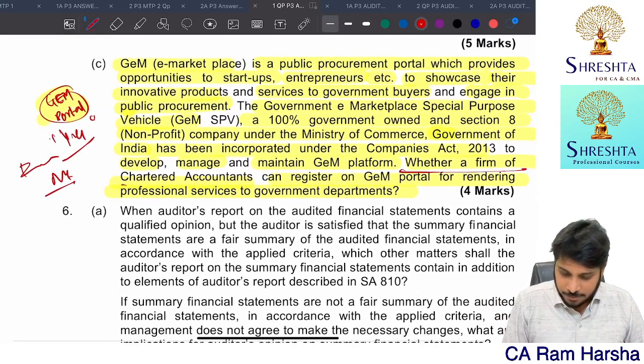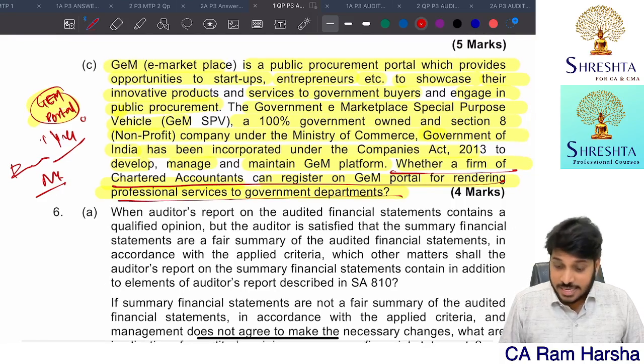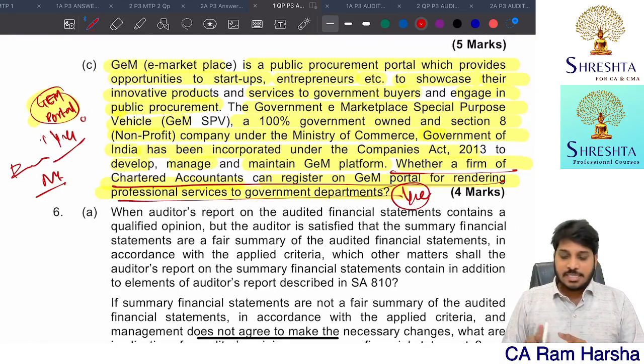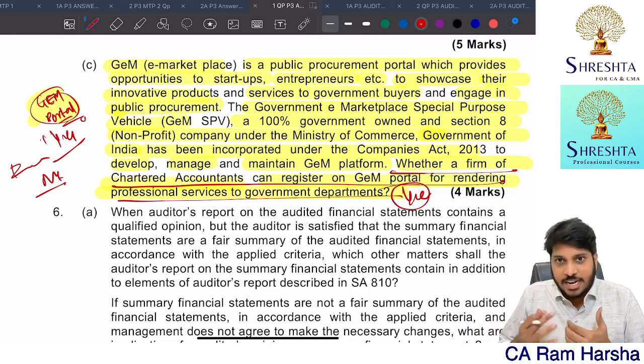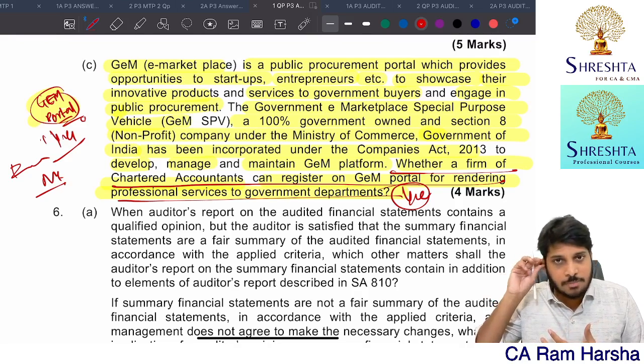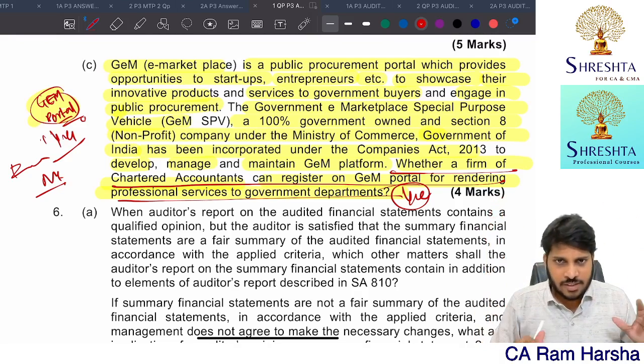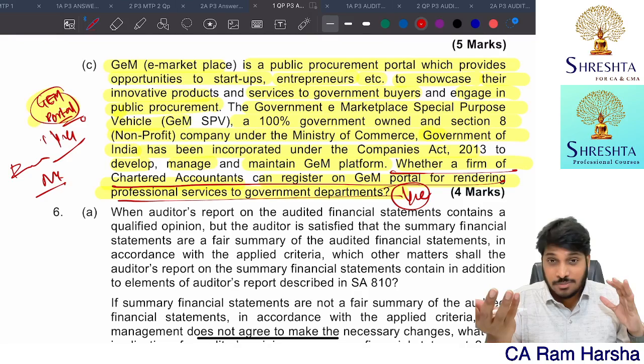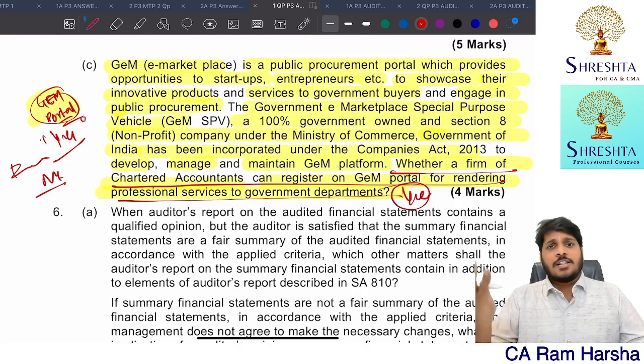So whether a firm can register on the GEM portal? Yes, absolutely. Please read the answer, you will get in-depth clarification, because the GEM portal is different. On the GEM portal, we create a user account, log in and post our products and services. If government departments want to buy, they just search for these products. If our products come in the search list and they like our prices, they will buy from us.